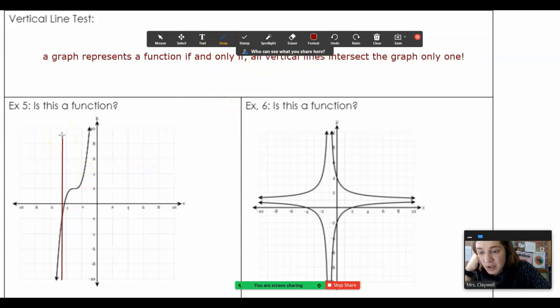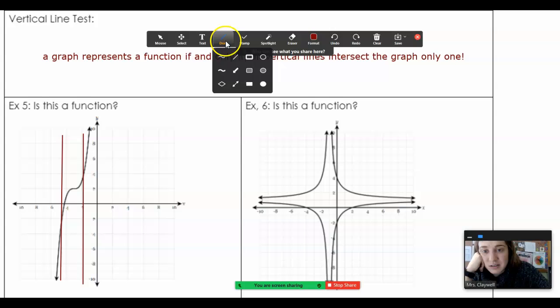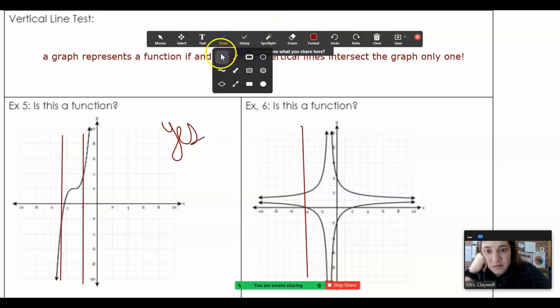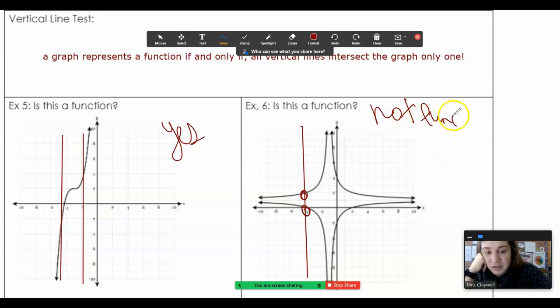So here I'm going to make a vertical line. It hits the graph once. I'm testing it a couple times. So this does pass the vertical line test. If I look at example 6, if I draw a vertical line here, this is not a function. It crosses the vertical line, hits the graph twice, so that would make this not a function.